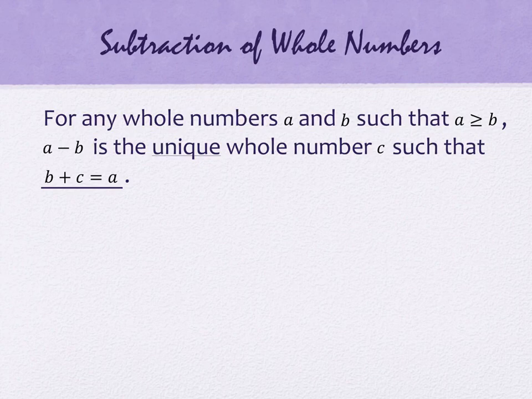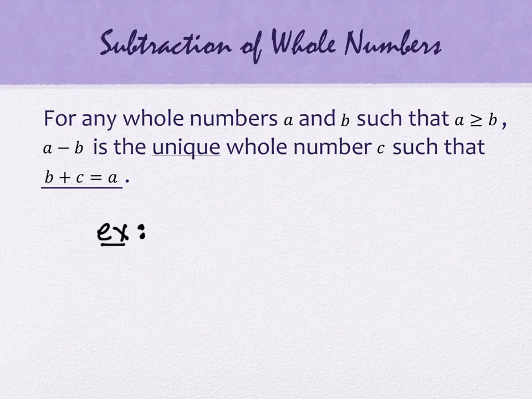So the first thing we'd like to do is to define what we mean by subtraction. For any whole numbers a and b, where a is bigger than b, a minus b is the unique whole number c such that a plus c is equal, I'm sorry, I read that wrong. b plus c is equal to a. And just a real quick example to write it down.